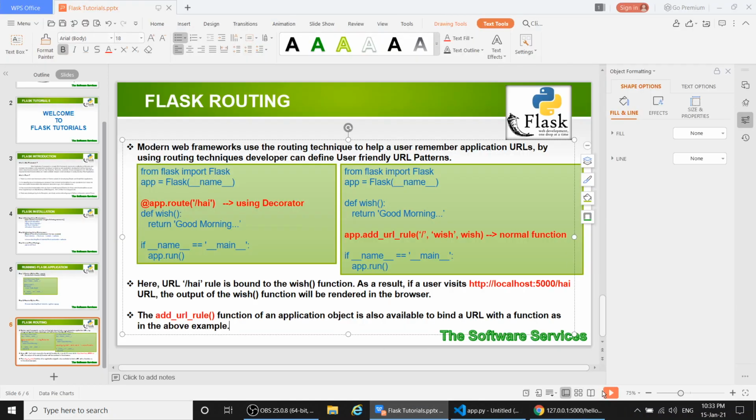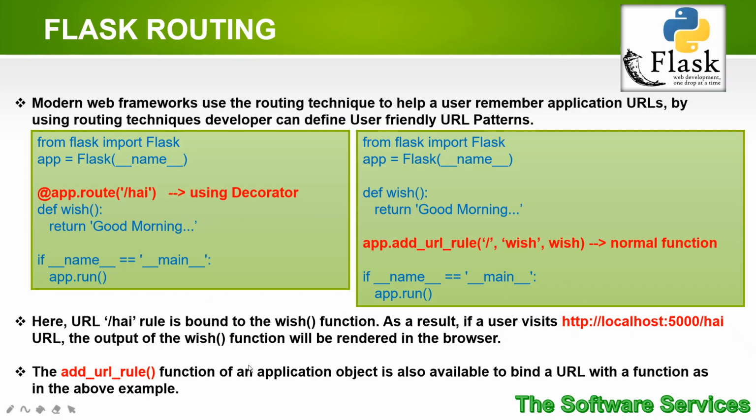Okay, so let me summarize this. Basically routing means it will direct the execution flow: whenever the user visits a particular URL, it will make a predefined function execute, right? That can be accomplished by using a decorator or with the normal method, right friends? And one more point.